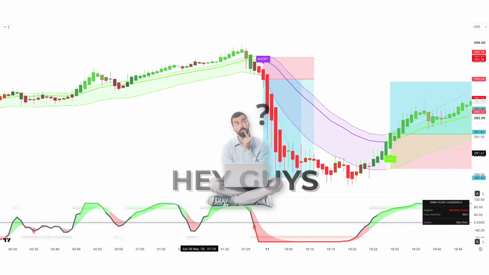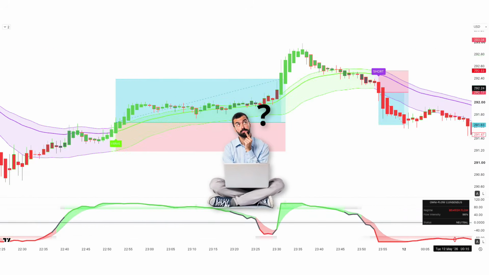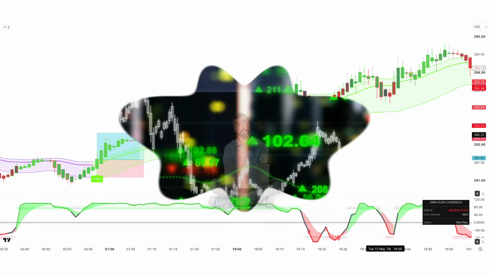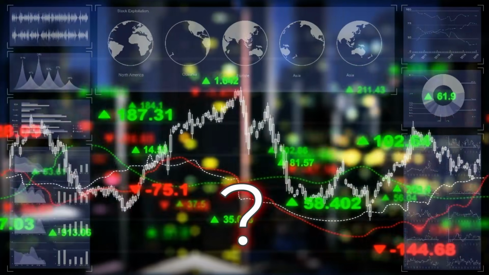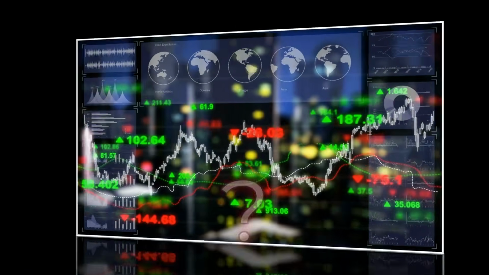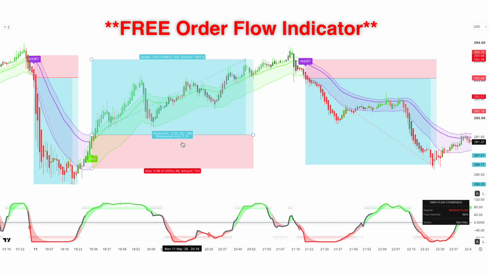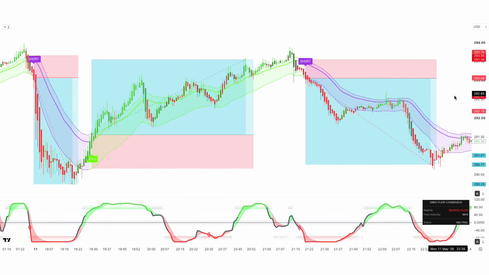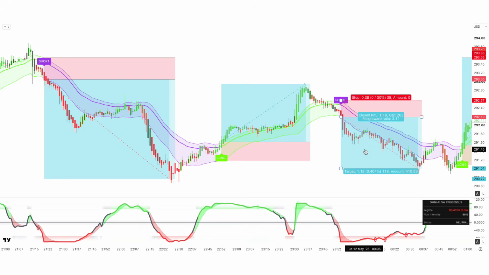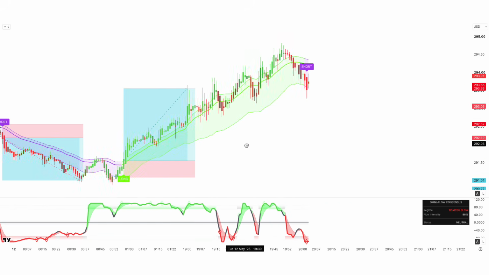Hey guys, have you ever looked at a chart and wondered how professional traders seem to enter the market just before a major move? What if you had a tool that helps you spot areas where buying or selling pressure becomes much stronger than usual? In today's video, we're exploring a free order flow indicator that highlights potential smart money activity and can help you identify high-probability trade locations with greater confidence.